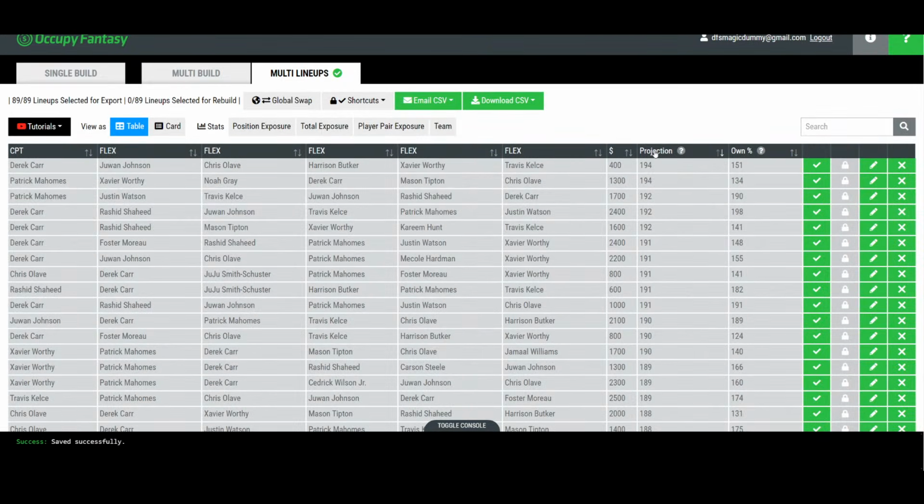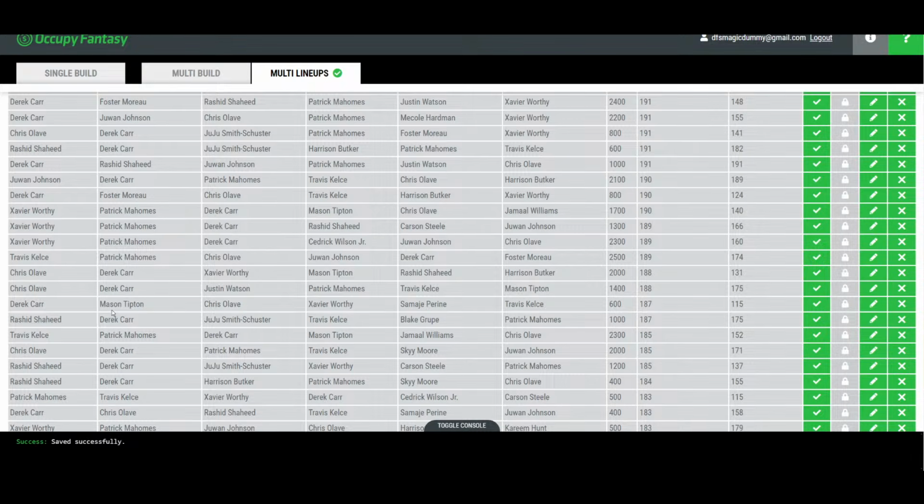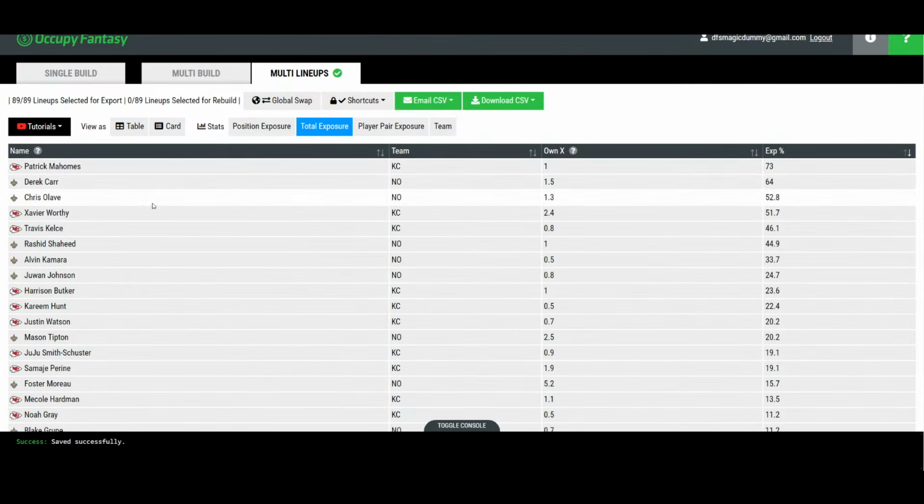If this was 300 lineups, sort by projection, and I would see which guys are popping up the most near the top: Mahomes, Carr, Worthy, Olave. Then I would choose those guys to be my captains for my player pool. You can also look at exposure, which guys are being built the most: Mahomes, Carr, Olave, Worthy, Kelsey. Make sure you have these guys in your lineup as well.